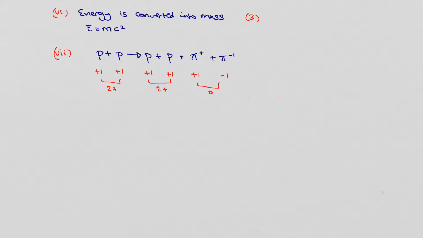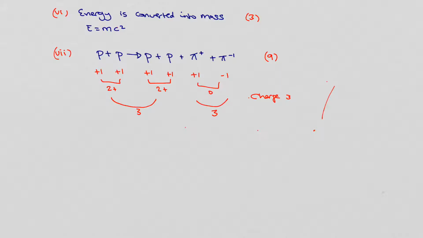So again, we were getting 9 marks in total for this equation. We have 3 marks for showing our 2 protons before and after. Then 3 marks for showing the 2 pions. And then, of course, we have 3 marks for the correct format. So in other words, our charge would be the important thing there as well for our pions.